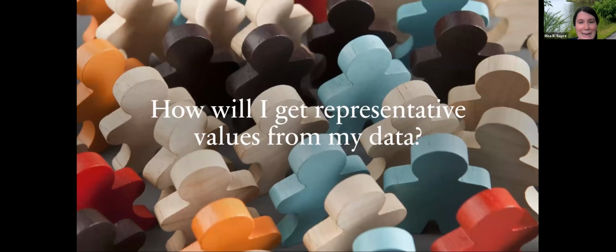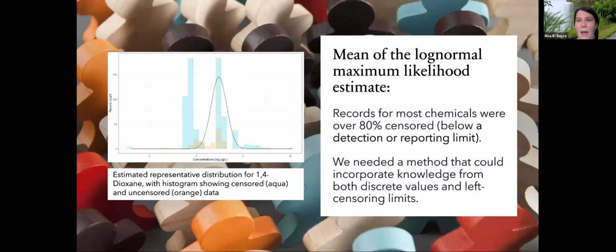So how will I get representative values from this data? I took the mean of the log normal maximum likelihood estimate. As I alluded to before, most chemicals are over 80% censored. You can see the results in this set for 1,4-dioxane. The aqua histogram bars are the count of records that were censored, and the orange are the observed values. And this curve here is my estimated distribution using maximum likelihood estimate.